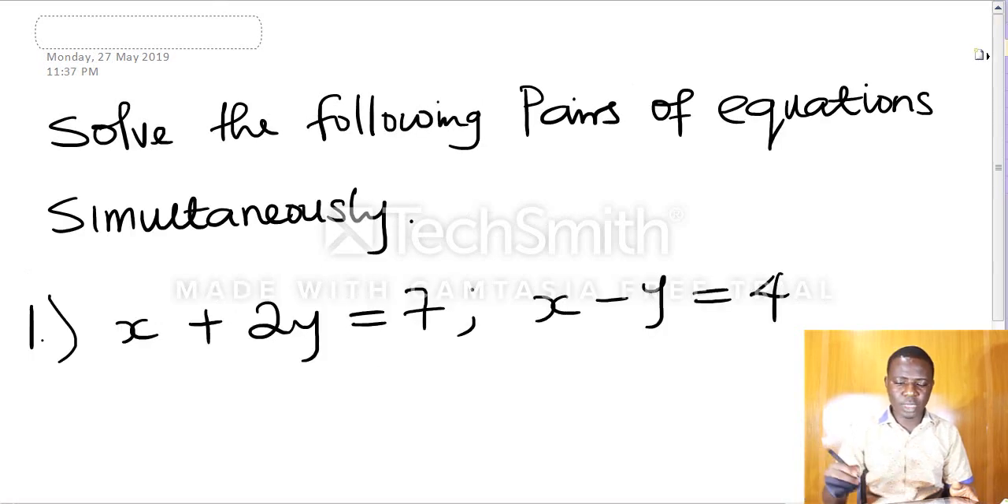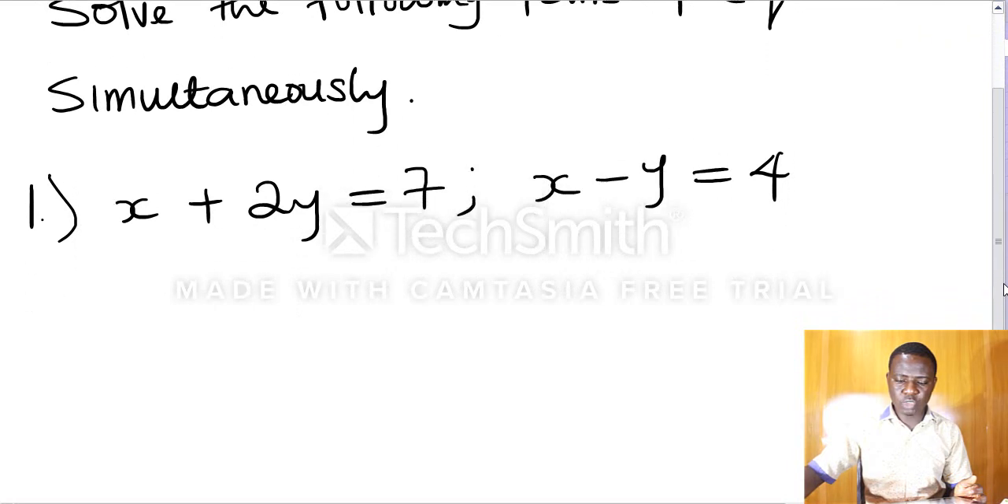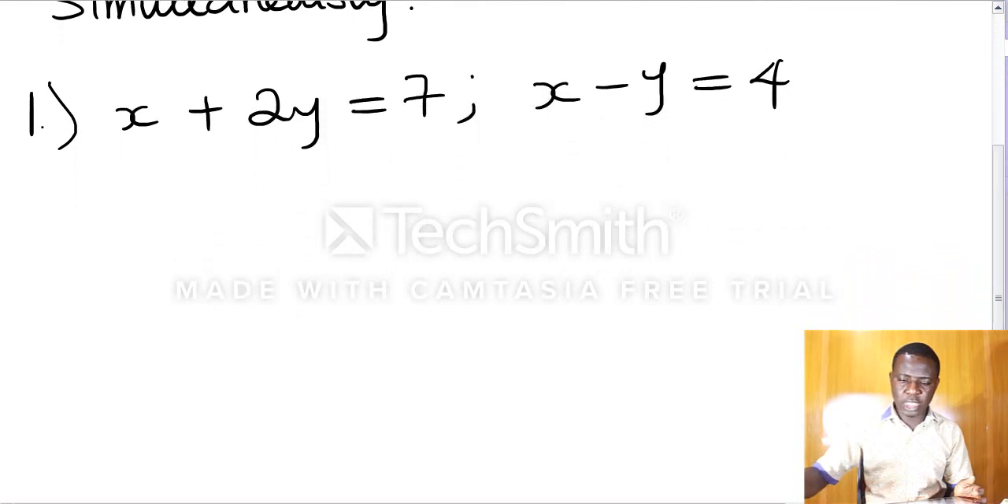So question number one says we should solve the following pairs of equations simultaneously. We are going to be solving about 9 questions, of which the first 4 I'm going to solve using the elimination method, while the other 5 I will solve using the substitution method. So question number 1 says we should solve the following simultaneous equation.